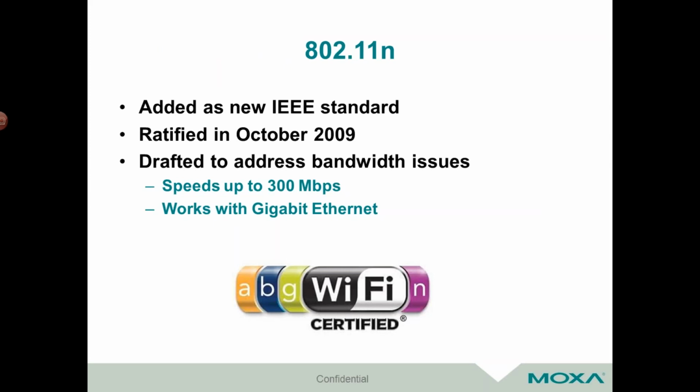So 802.11n, again, is the newest ratified standard. It's already starting to show its age. It was ratified in October of 2009, and again, it was drafted to address some of the bandwidth issues of the older standards. So people wanted faster speed. People wanted it to work with gigabit Ethernet. The one thing you'll notice in 802.11n and 802.11ac devices is that most of the Ethernet ports are gigabit, because otherwise you would actually have a backlog through the Ethernet port if you only had a 10/100 megabit Ethernet port as opposed to gigabit.